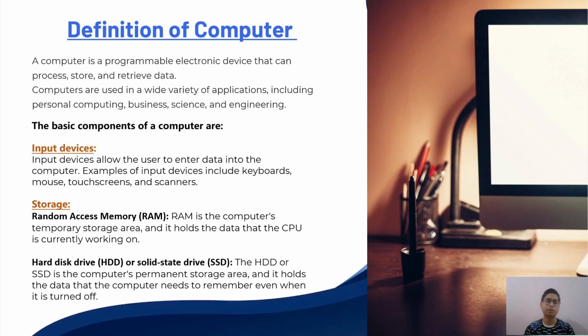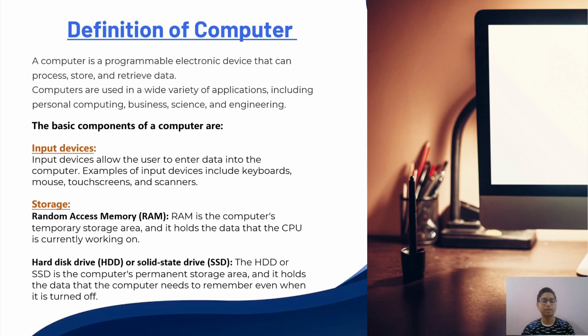Storage. There are mainly two types of storage. First one is RAM. It is the computer's temporary storage area and it holds the data that the CPU is currently working on. Second one is hard disk or SSD. The HDD or SSD is the computer's permanent storage area and it holds the data that the computer needs to remember even when it is turned off.